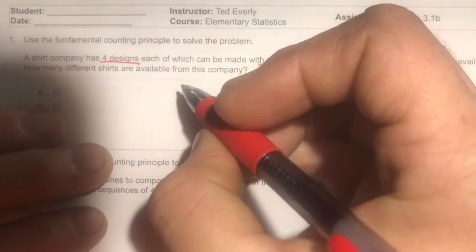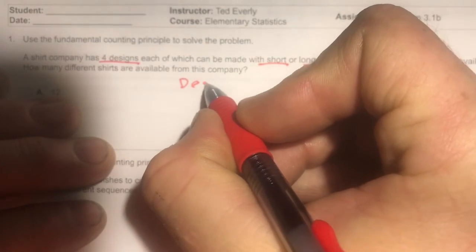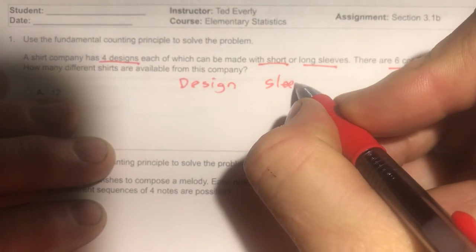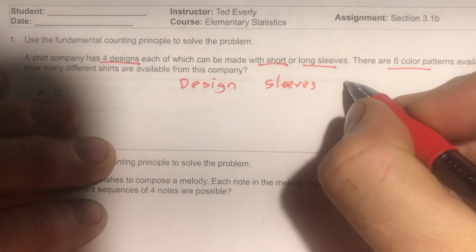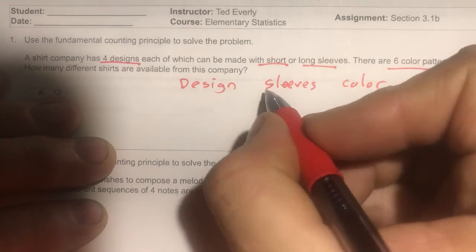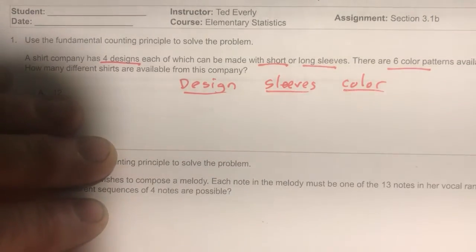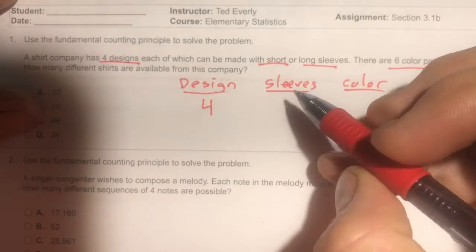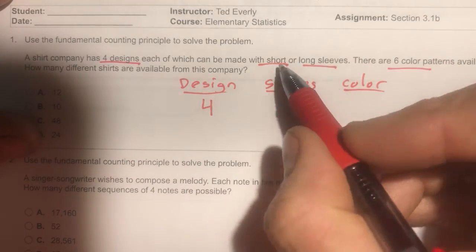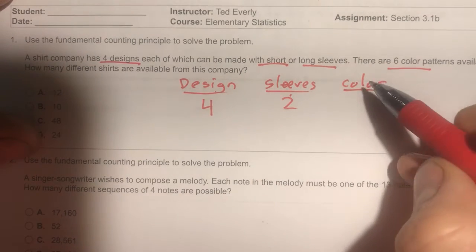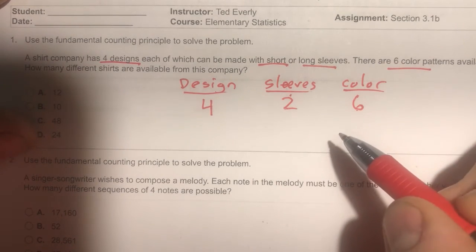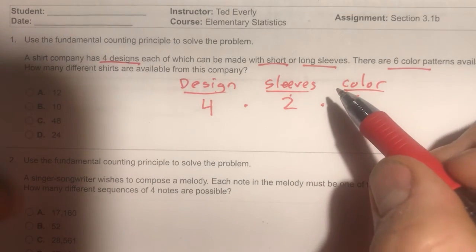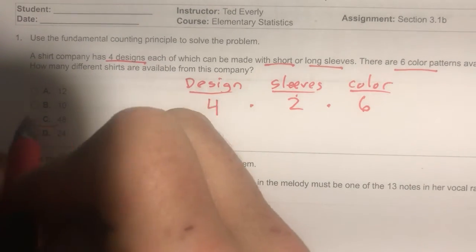All right, so you have your design, you have your sleeves, and then you have your color. You have 3 different events here. For the design, there's 4 ways to do that event. For the sleeves, there's 2 ways. And there's 6 colors. So how many different shirts can you have? You multiply these up, and that would be 48. So here's my answer right there, 48.